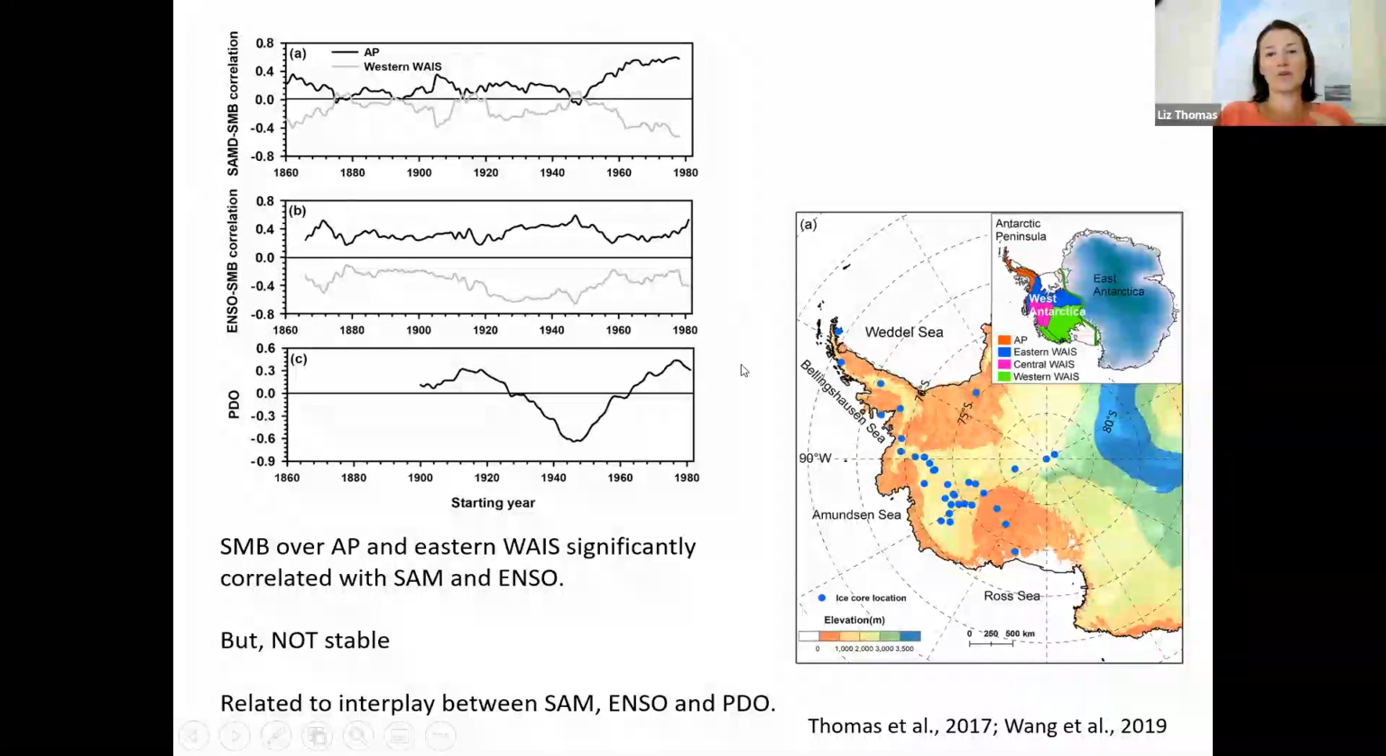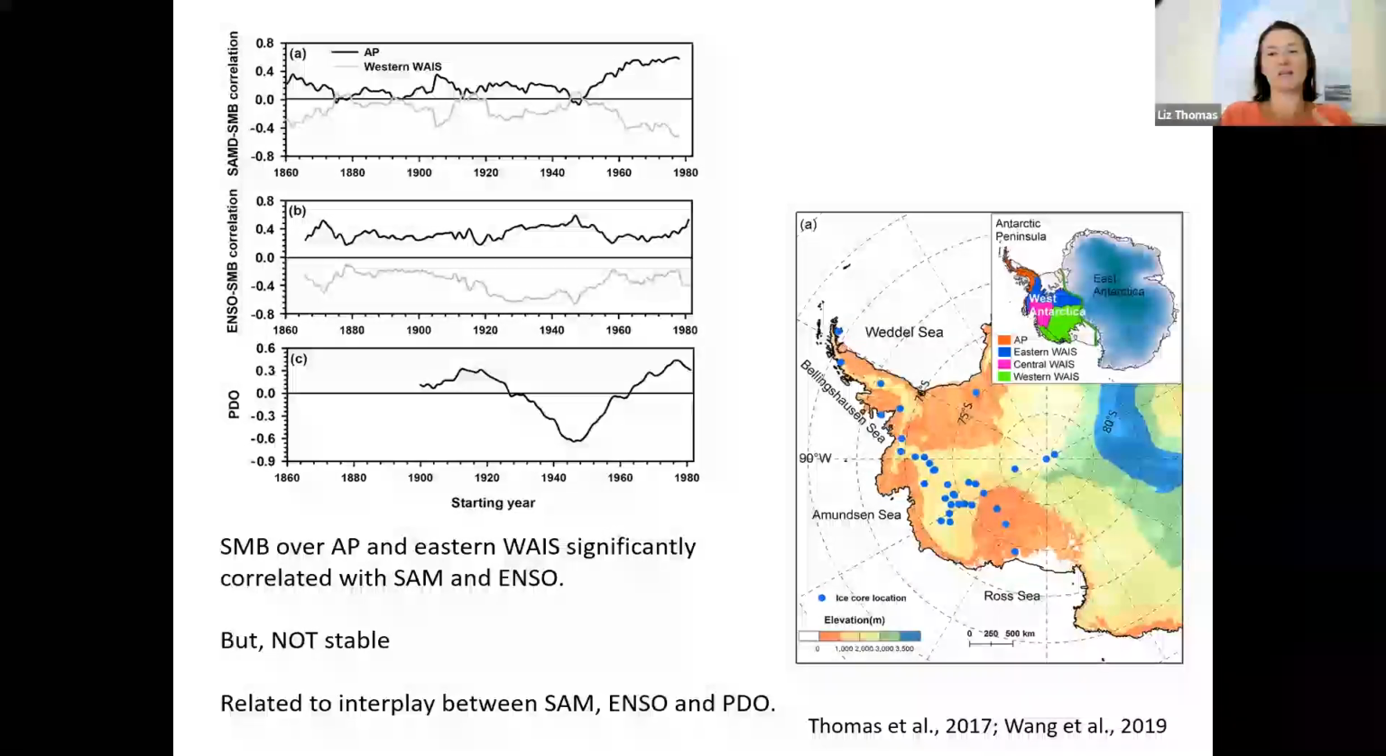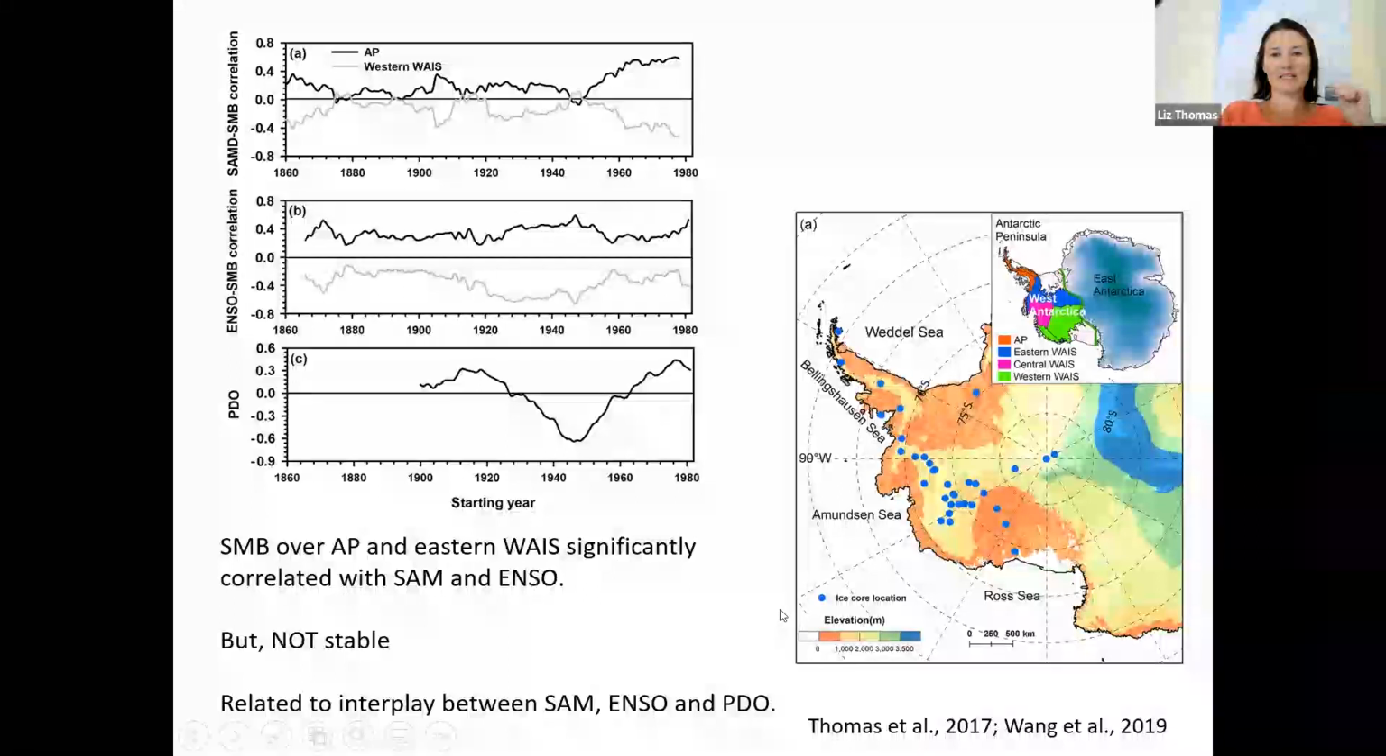But when we take this back further in time, we see that this relationship isn't stable. There isn't a consistent pattern through time. It appears to be something that varies, and it's particularly relating again to this interplay between SAM, ENSO, and particularly the PDO, which we're showing down here, which we saw earlier. We've got a particularly negative PDO during the 50s, and then a more positive phase before we get to the 80s.